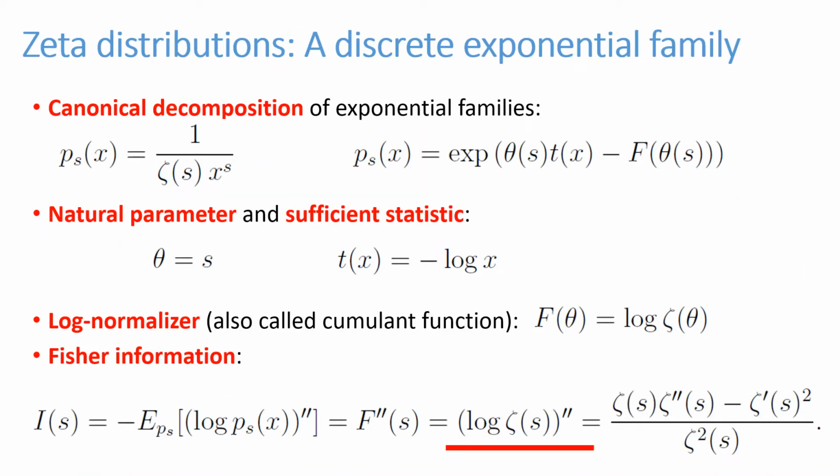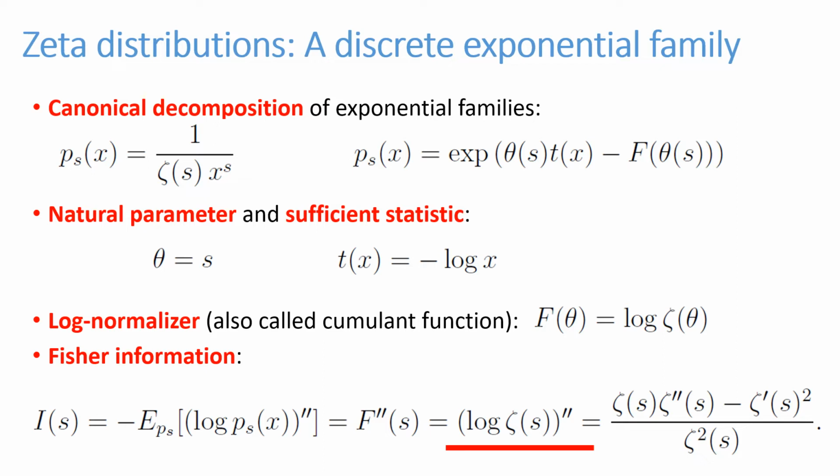We shall now express the set of zeta distributions as a discrete exponential family. We can write the probability mass function of the zeta distribution as the following canonical expression of the densities of an exponential family. Thus, the natural parameter is theta equal s, and the minimal sufficient statistic is t(x) equal minus logarithm of x. The log normalizer, also called cumulant function or log partition function, is the logarithm of the zeta function.